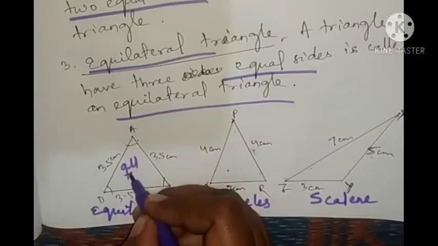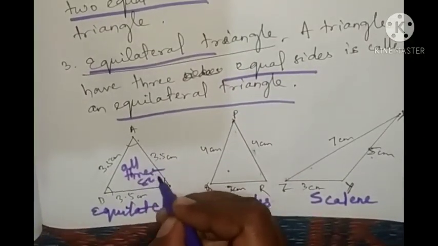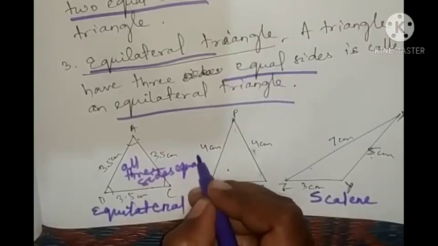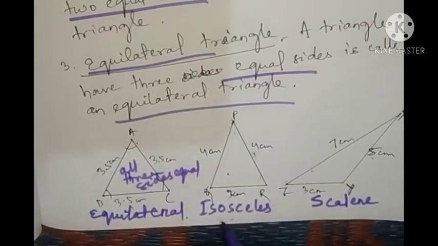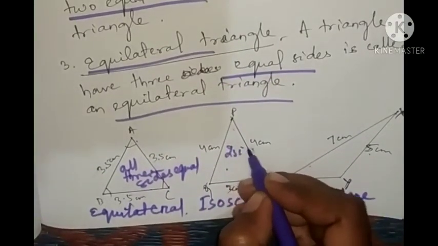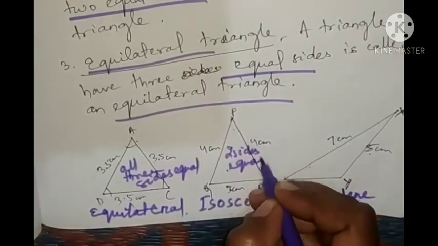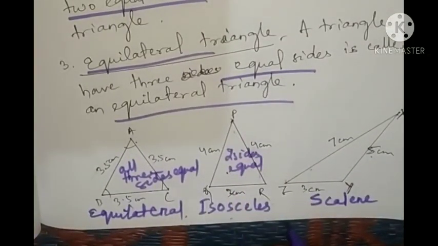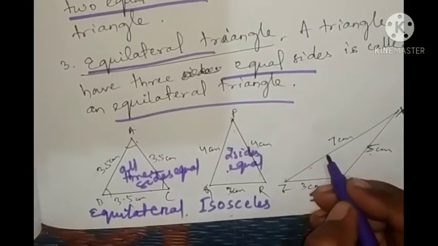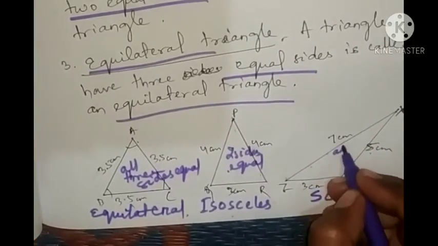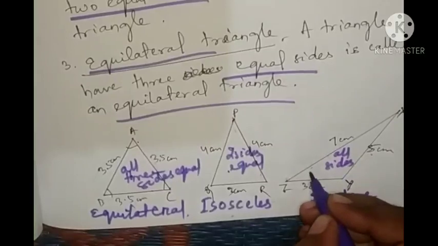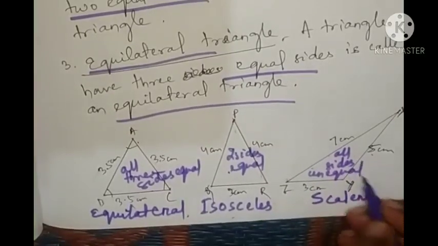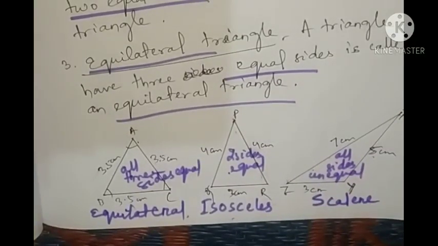So now you know, a triangle having all three sides equal is an equilateral triangle. Two sides equal is an isosceles triangle. All sides unequal is a scalene triangle. So these are the triangles classified on the basis of their sides.